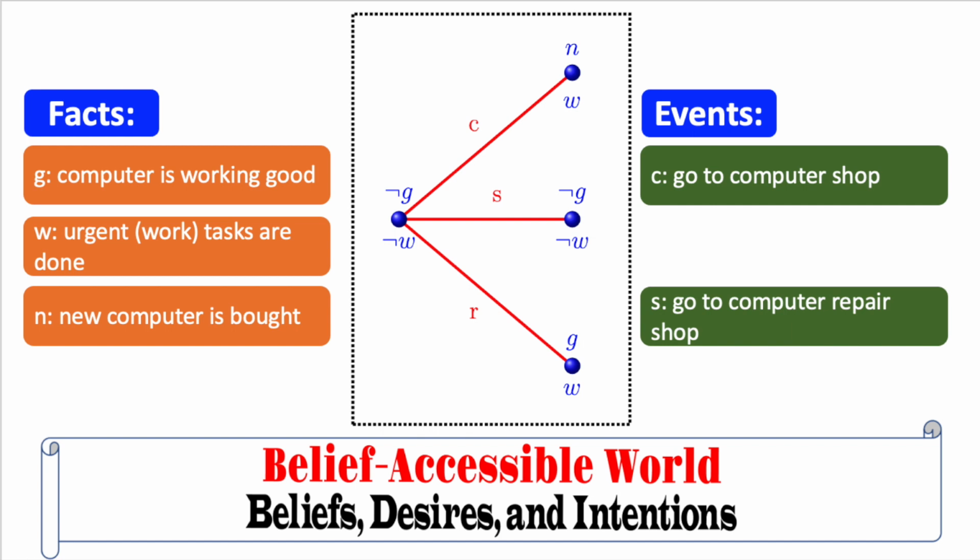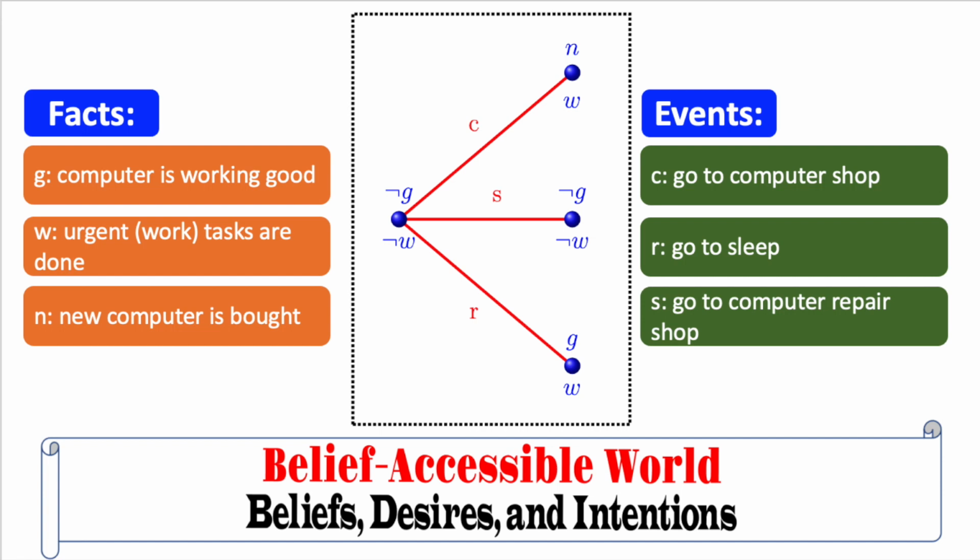Another belief is that if you go to sleep, then your computer remains broken and your urgent tasks remain unfinished. So, you have some options as to what to do for your urgent task to be done. Those beliefs constitute the elements in your belief accessible worlds. This belief accessible world is shown on the screen.